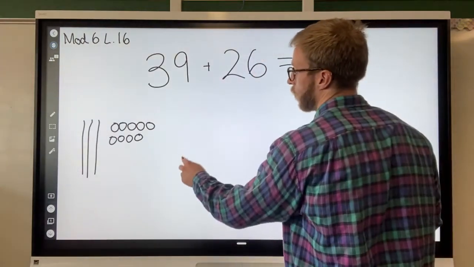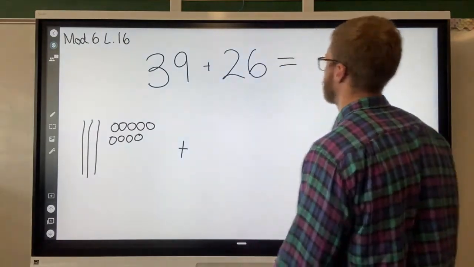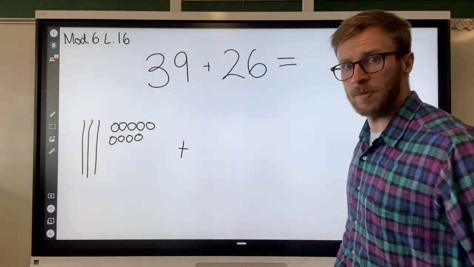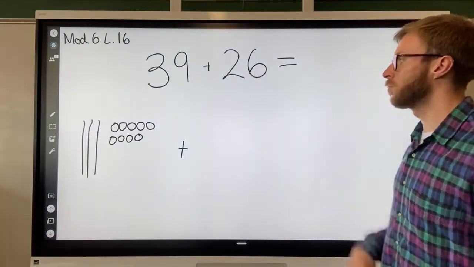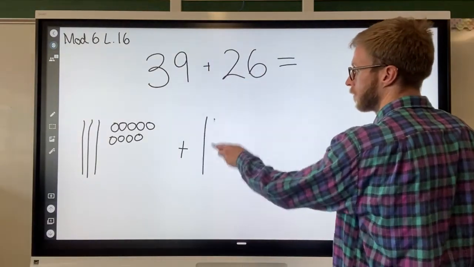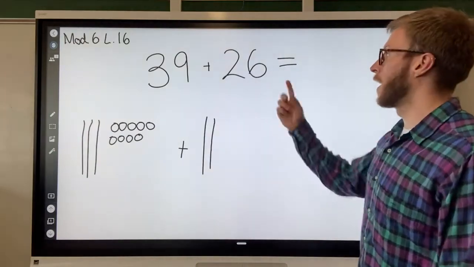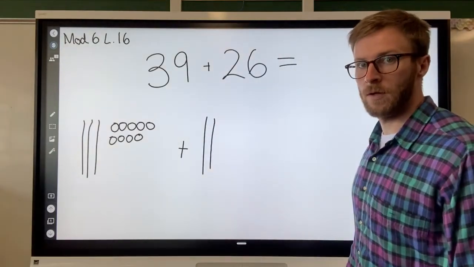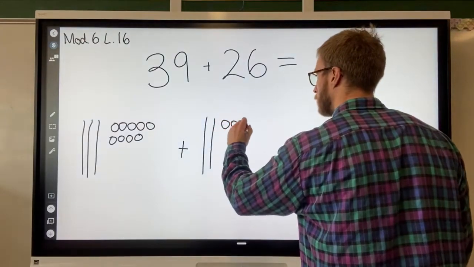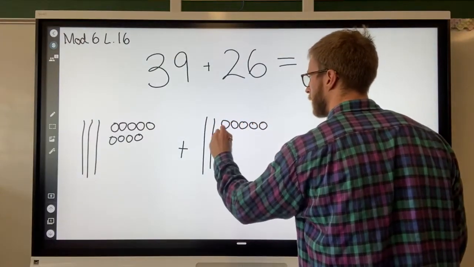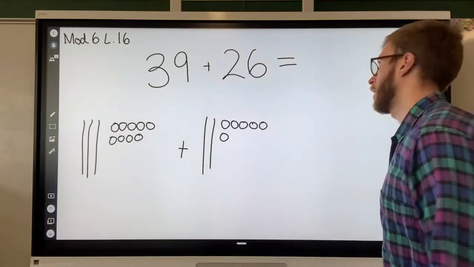Now I bring down my plus sign, sorry. Now I look at the number 26. How many tens does 26 have? 2, so we draw 2 tens. 1, 2. How many ones does 26 have? It's got 6. 1, 2, 3, 4, 5, and 6. There we go.